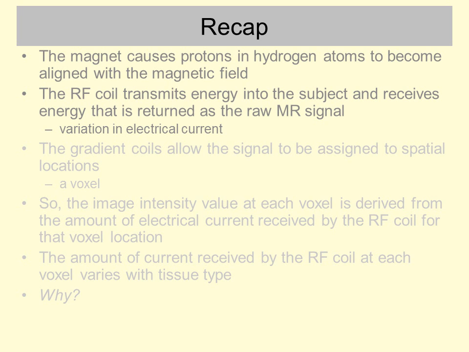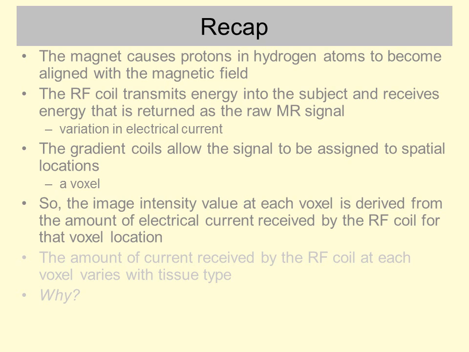The RF coil transmits energy into the participant and receives that energy back, and that energy is the raw MR signal, essentially a variation in electrical current. The gradient coil has the job of allowing the signal to be assigned to spatial locations, i.e. a voxel. So the image intensity value at each voxel is derived from the amount of electrical current received by the RF coil for that voxel location.